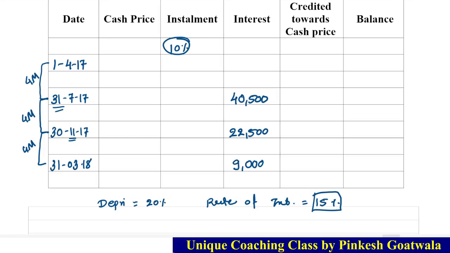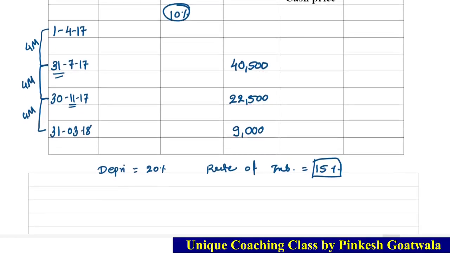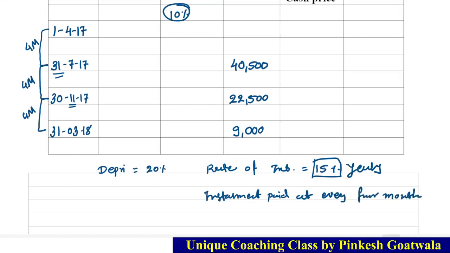So the rate of interest is 50%, but we didn't consider 50%. We have to convert it for 4 months, because whenever in a question they give a rate of interest, it's always yearly. And the installment is paid every 4 months. When is the installment paid? Every 4 months.